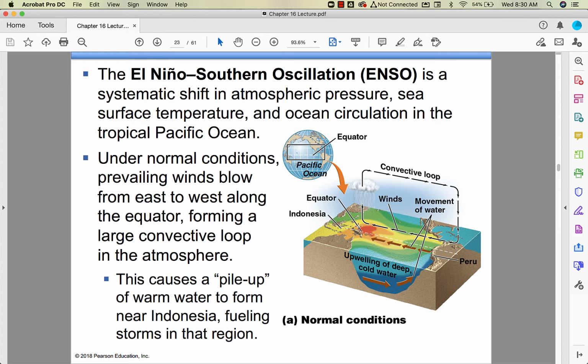You've got the western side of the Pacific by Indonesia is warmer. The eastern side of the Pacific by Peru is colder, as long as these winds are doing what they're supposed to do. They're called the northeast trade winds, by the way.